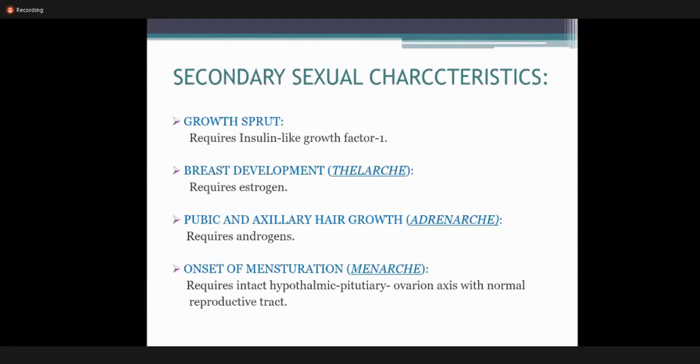So number one, in a girl, the first secondary sexual characteristic is the growth spurt. Immediately at around the age of 10, 11, 12, the girls grow. And this requires insulin-like growth factor 1. And the height increases, the body mass increases. Then there's breast development, which is called telarche. Then there's pubic and axillary hair growth, which is called adrenarche, which requires androgens. And then there's onset of menstruation, which is called menarche. So please remember these terms: telarche, adrenarche, and menarche. These are the 4 secondary sexual characteristics that should be observed.